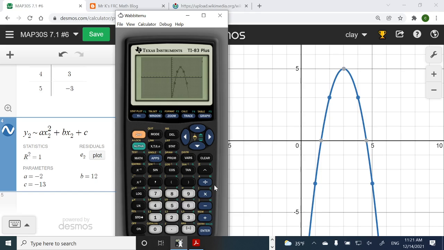Now, what use is all this stuff? Well, we kind of already had the conversation when we started this unit that every single object that is launched or thrown or flung in gravity will make a parabolic path.